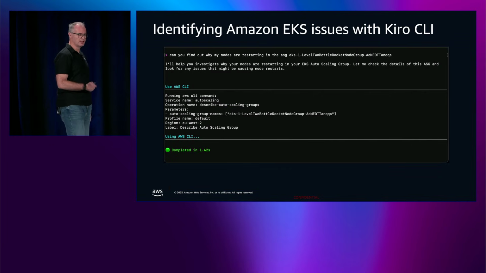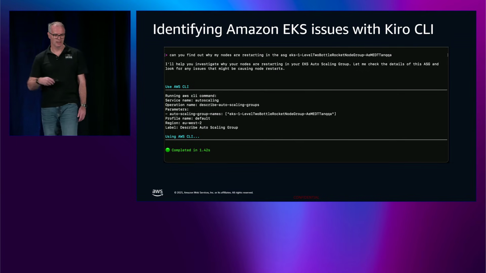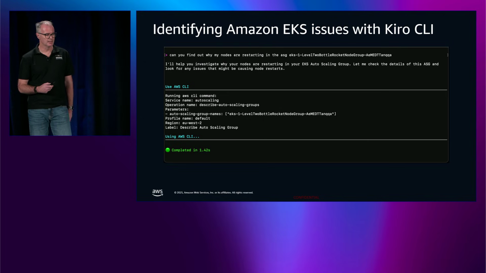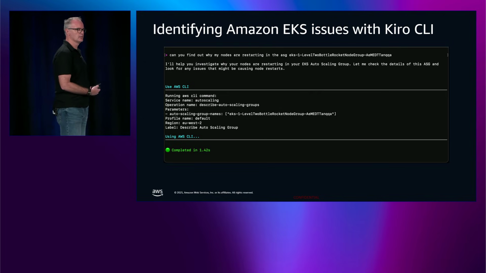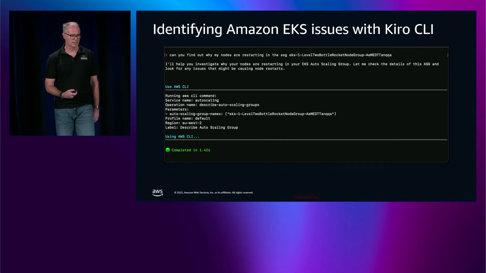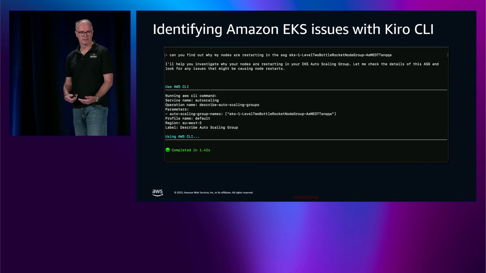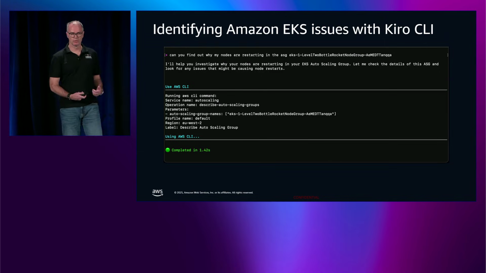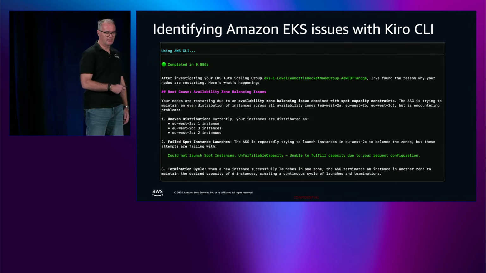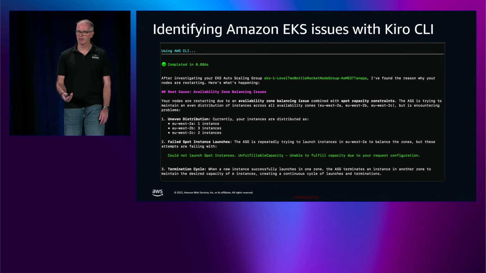And to bring it to life even more, these are screenshots from a live production issue. So we run quite a big application that's running on an EKS cluster, and all of a sudden the nodes were all constantly restarting in an auto-scaling group. So again, you go into the CLI and you start asking it, well, can you investigate why these nodes are restarting? We can give it the auto-scaling group name, and because it has access both to the AWS CLI, but it can run all the kubectl commands, it can go out and it can find that actually the issue was an availability zone balancing issue combined with spot capacity constraints.